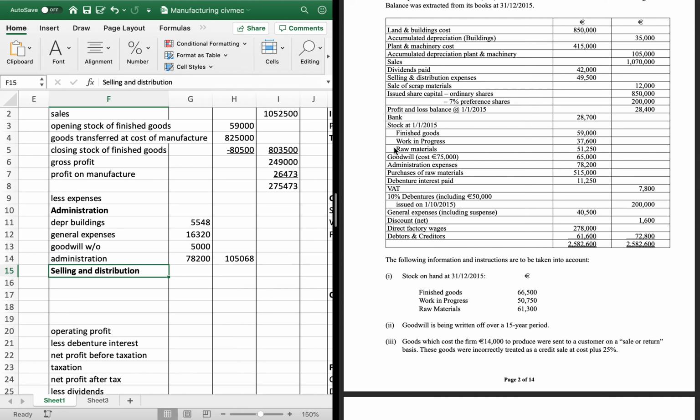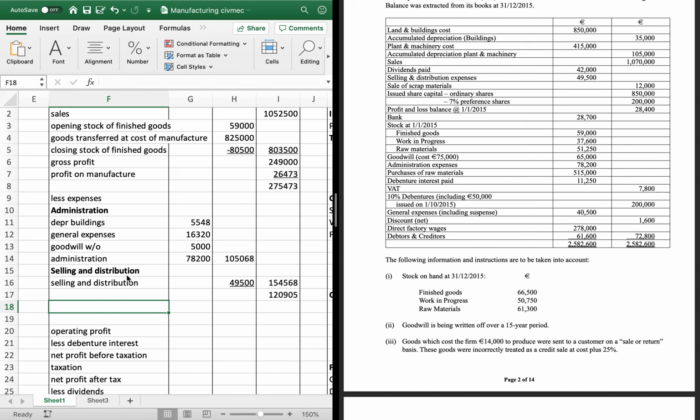And then in our selling and distribution, we definitely have selling anyway. Selling and distribution 49.5. So that might be the only one. Yeah, so there's normally only selling and distribution, nothing else. So we can add those together, and obviously your normal trading profit and loss account we're going to take those away.